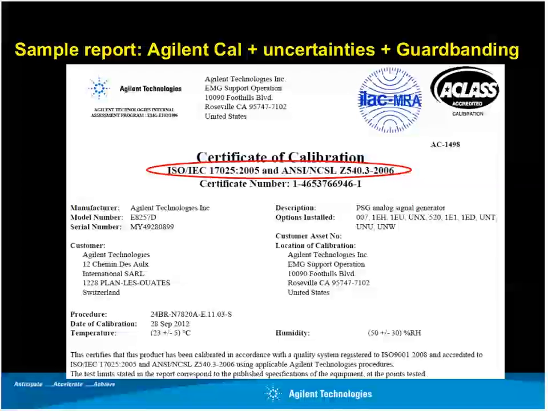And in this case, we're telling people that it is according to 17025, and also the way that Agilent does 17025 when we use the ILAC G8 criteria that turns out to meet one of the compliance methods for Z540.3, which is of interest to many people in the United States.